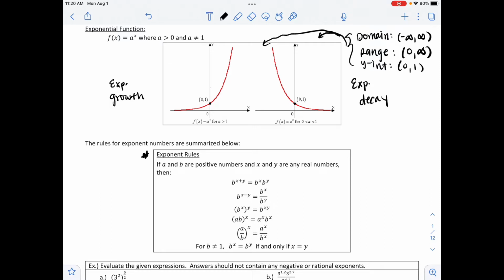ab to the x is the same as a to the x, b to the x. And a divided by b raised to the x power is the same as a to the x over b to the x. And then the last one down here states that for b not equal to 1, b to the x equals b to the y if and only if x is equal to y.